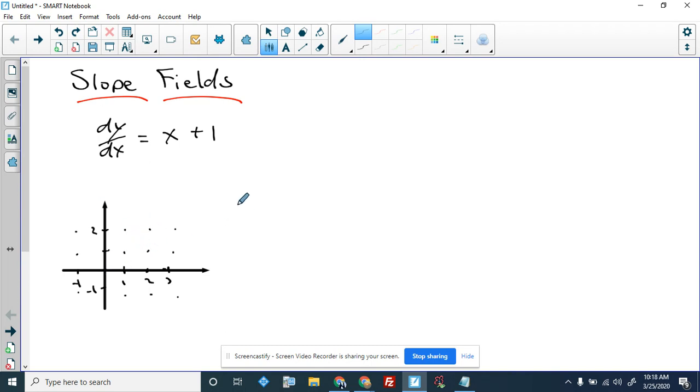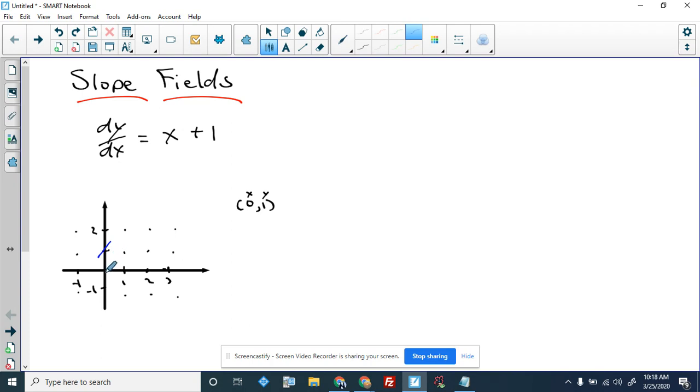Take the point (0, 1), for example. That's the x value, that's the y value. The slope at (0, 1) would be 0 plus 1, if I substitute that in, which is 1. So at the point (0, 1), I'm going to draw a short little line segment indicating a slope of 1. And how do you know it has a slope of 1? Well, because from this point, you go up 1 over 1.